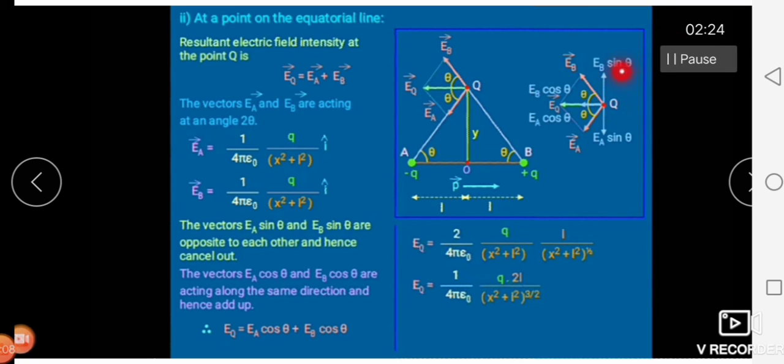As these two vertical components EB sine theta and EA sine theta are equal and opposite, EA and EB are the same. These angles are the same. So these are equal in magnitude and opposite in direction, so they cancel each other. And only these two components EA cos theta and EB cos theta add to each other.